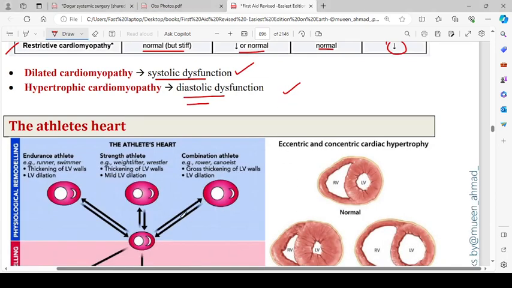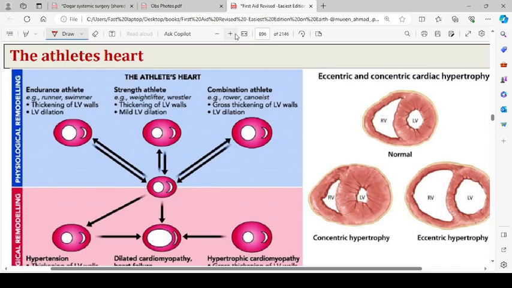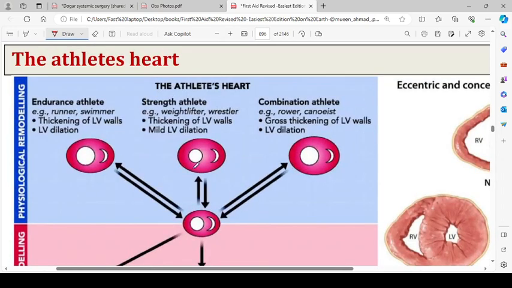Then we have the next thing, the athlete's heart. So there is a difference between the normal heart and the athlete's heart. So I have to zoom it in. Now for the diagram, you can see that this area is the left atrium, left ventricle. Okay, I'm sorry, I messed it up. This bigger circle is the right ventricle. This smaller circle is the left ventricle, right?